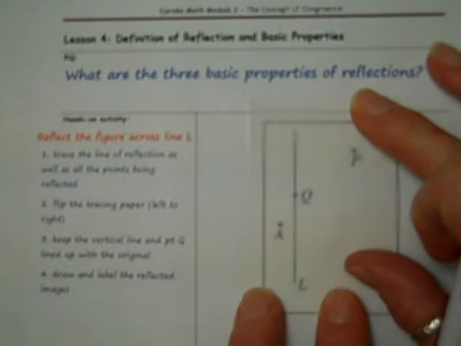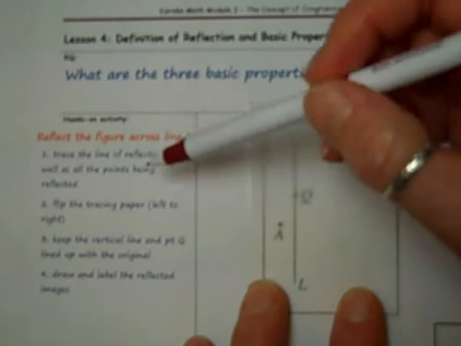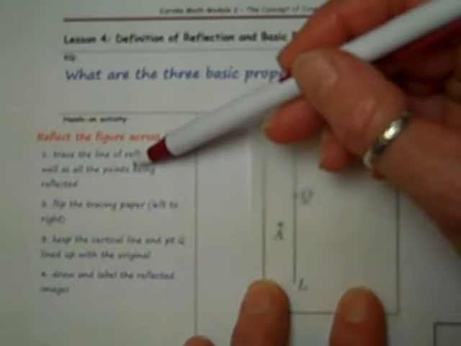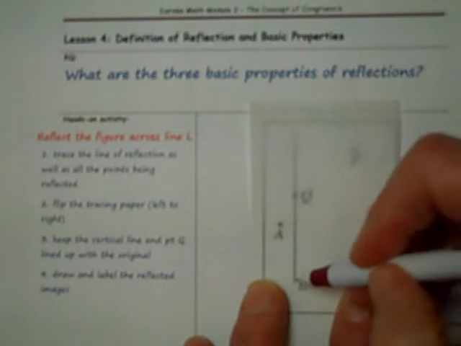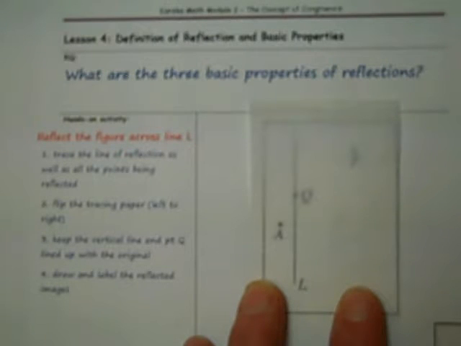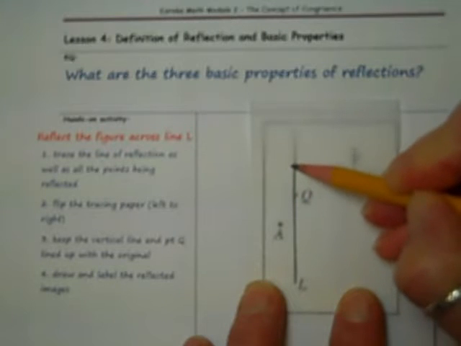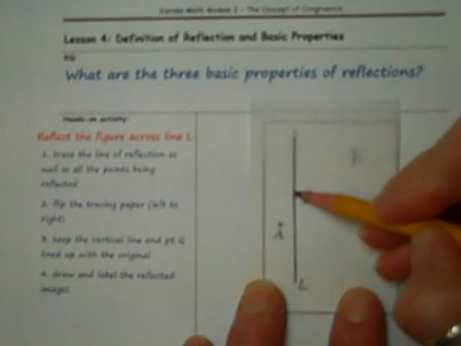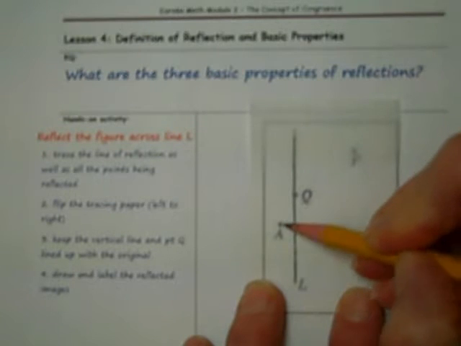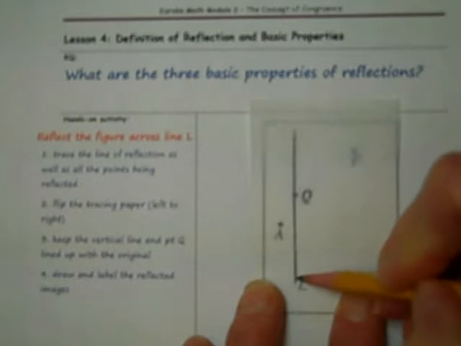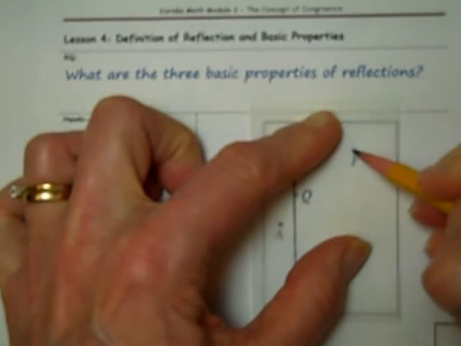Place your paper over the figure. Reflect the figure across line L by first tracing the line of reflection as well as the points being reflected. So I'm going to trace the line. Placing point Q, point A, and point P.